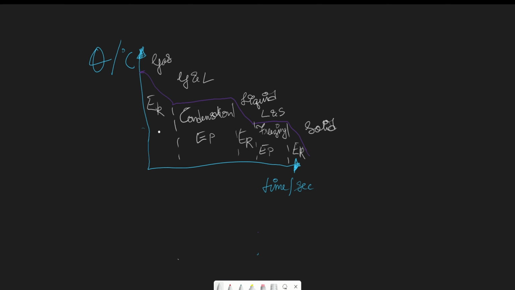So energy is being given out to the surroundings, because as the physical bonds are forming, they're not breaking. As they're forming, they are giving out the energy.